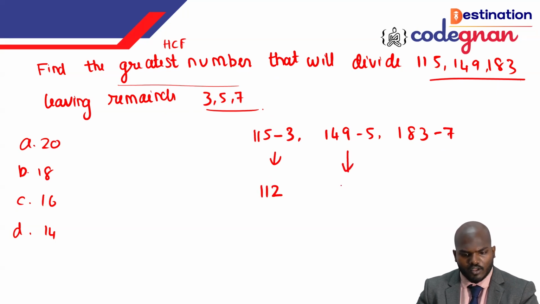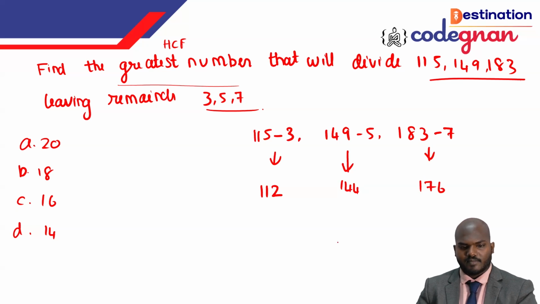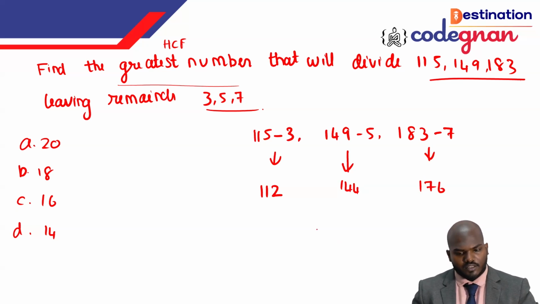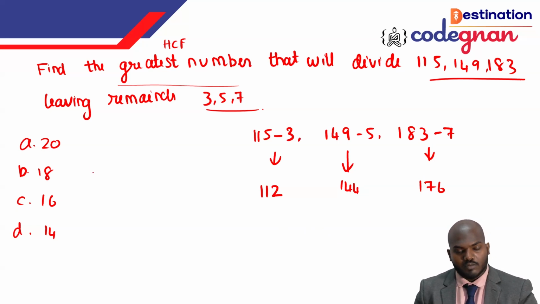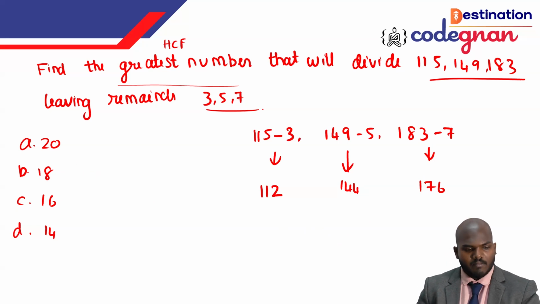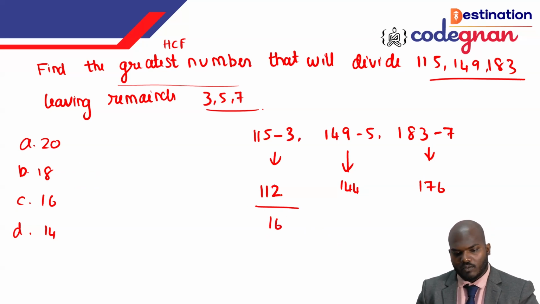Okay, this will give you the value 144, and this will give you the value 176. This is how the values are given here. You see this one, 20 cannot divide. And 18 is also not possible, because 18 is possible but not for all of them. But 16 is possible, because if I take 16, it is completely divisible with respect to 112. So this is how we make it here.